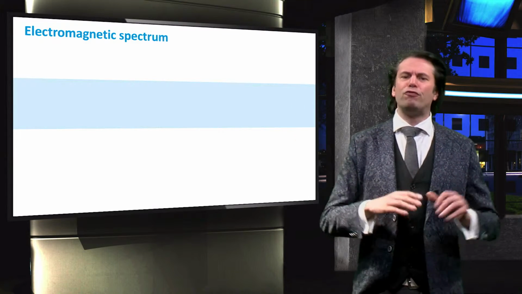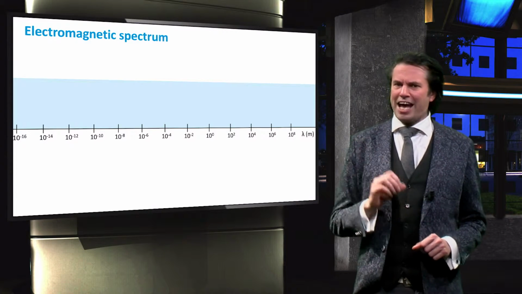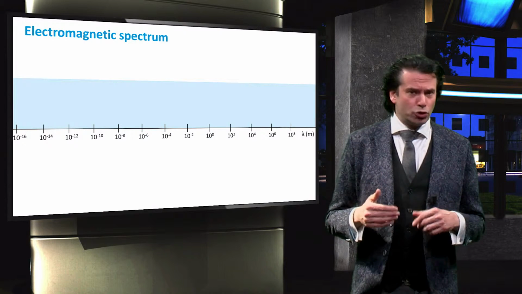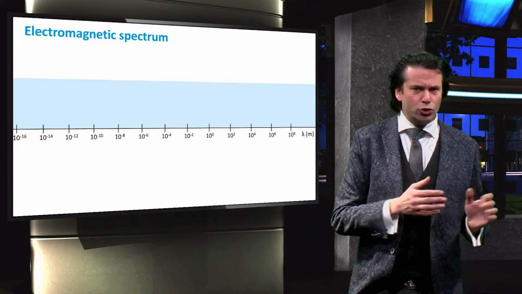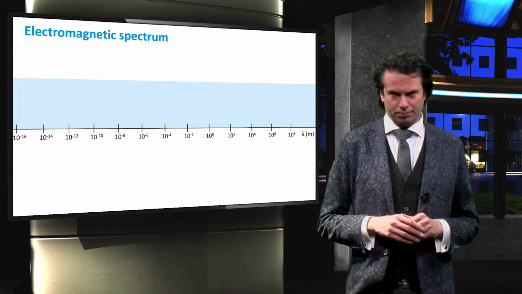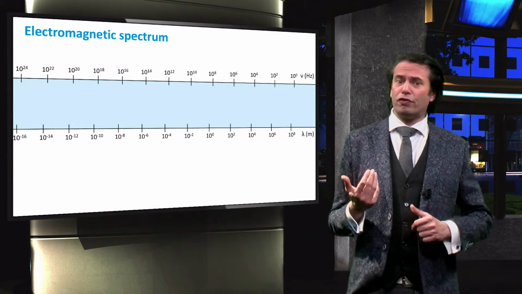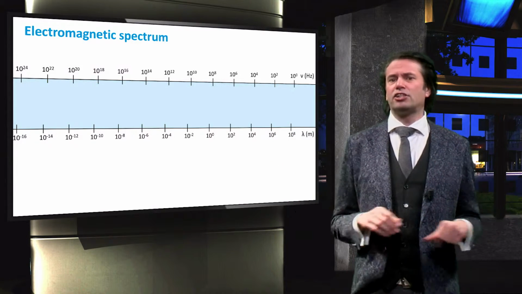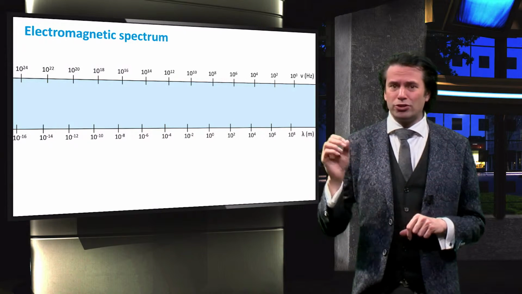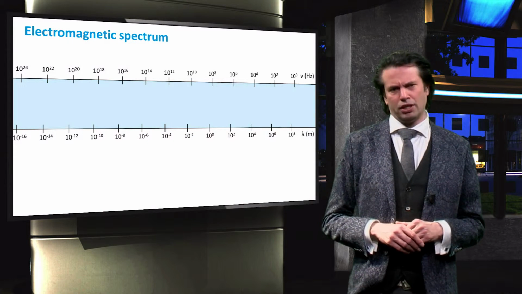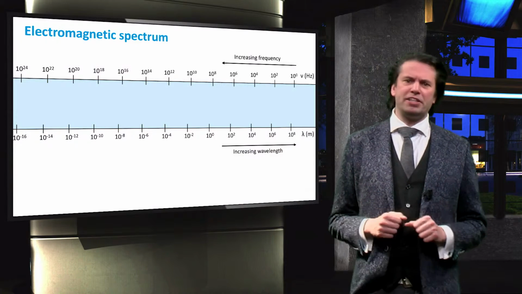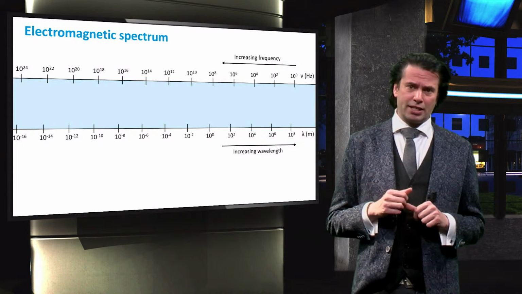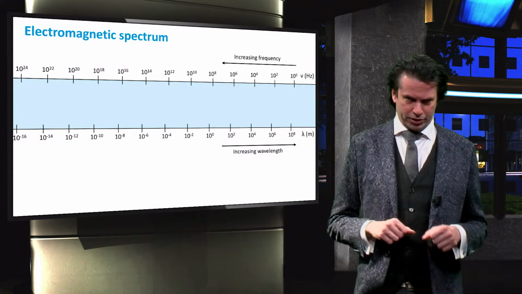This blue bar is the full spectrum. We introduce an axis for the wavelength. The axis ranges from wavelength smaller than 10 to the power minus 16 meters to over 10 to the power 8 meters. We also introduce an axis for the frequency, for which we use the speed of light in vacuum. The frequency axis ranges from 1 Hz to about 10 to the power 24 Hz. Since both wave properties are inversely related, the arrows of increasing wavelength size and frequency are pointed in opposite directions.